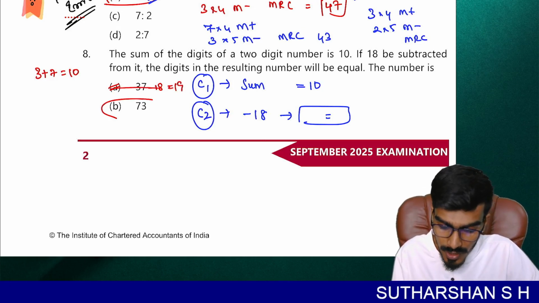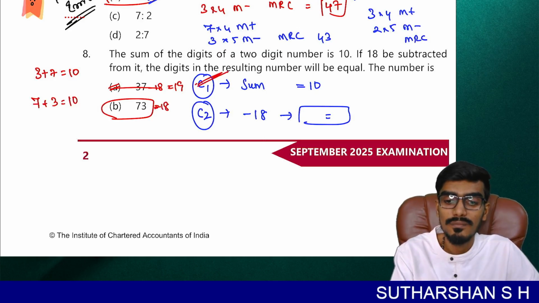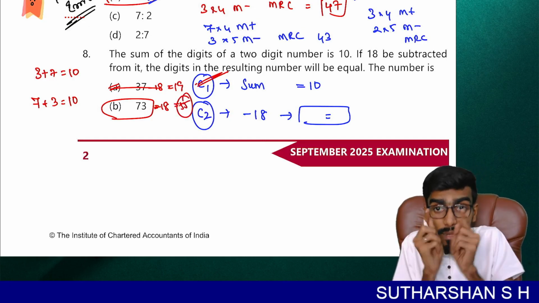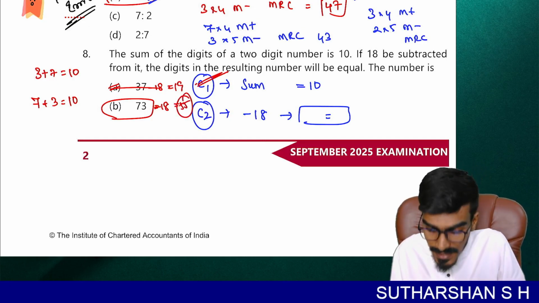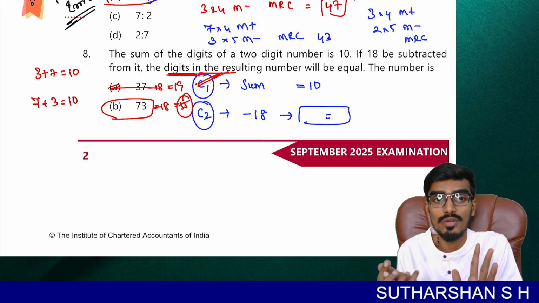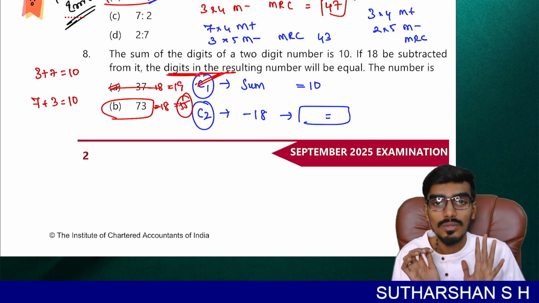Now come to option B. 73, fine. 7 plus 3 is 10. Condition number 1 is satisfied. Now subtract 18. 73 minus 18 is 55. The digits in the resulting number are equal, that is 5 and 5. You should understand that. Like this, if you do it, you will save time. Within 20 seconds we have solved it.